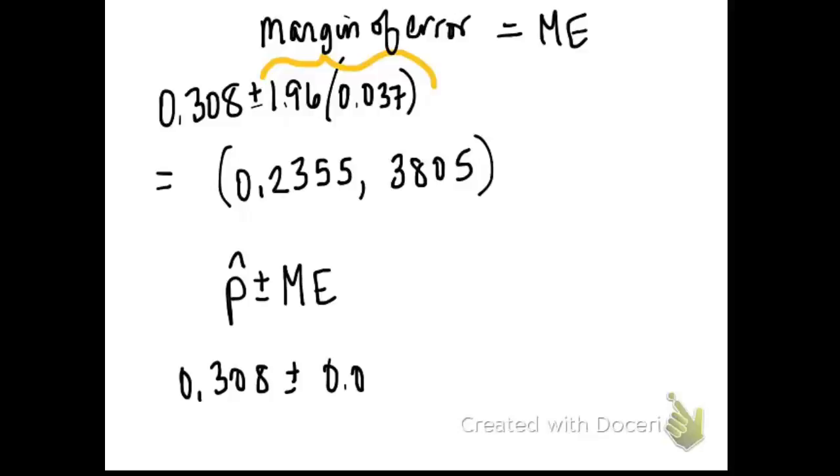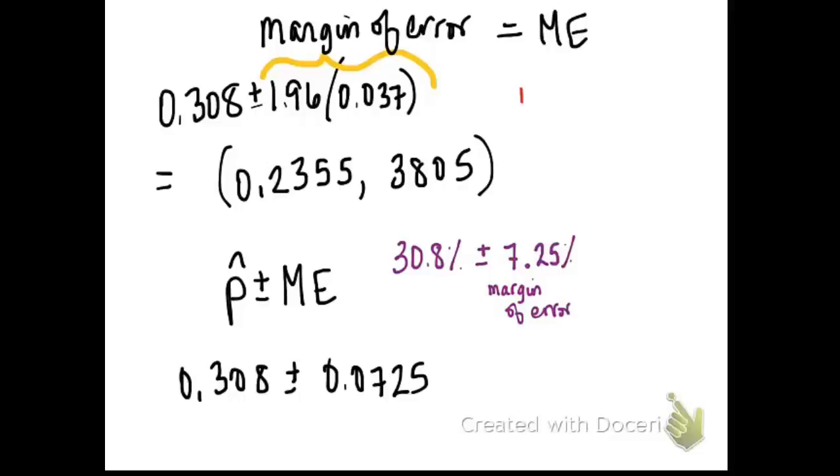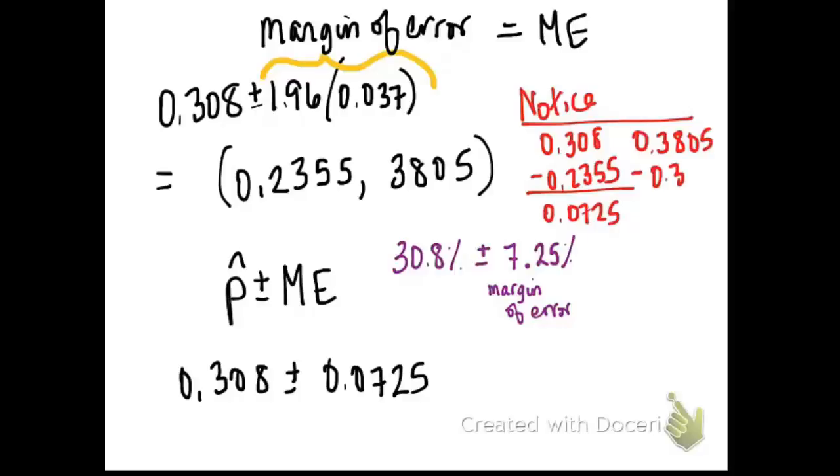By the way, this Z times the standard error is called the margin of error. Basically, we're saying this is a 30.8% plus or minus some margin of error, in this case 7.25%. I want you to notice that 0.308 lies in the middle of our confidence interval, and it's plus or minus some margin of error. So given a confidence interval, we can also find the margin of error.